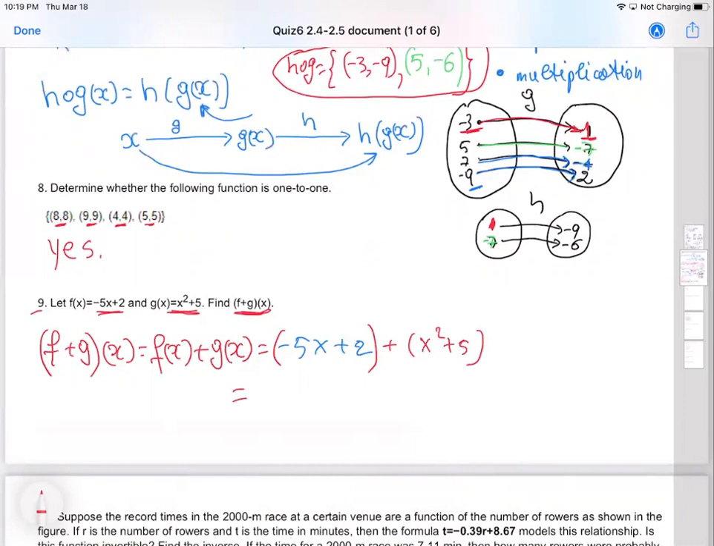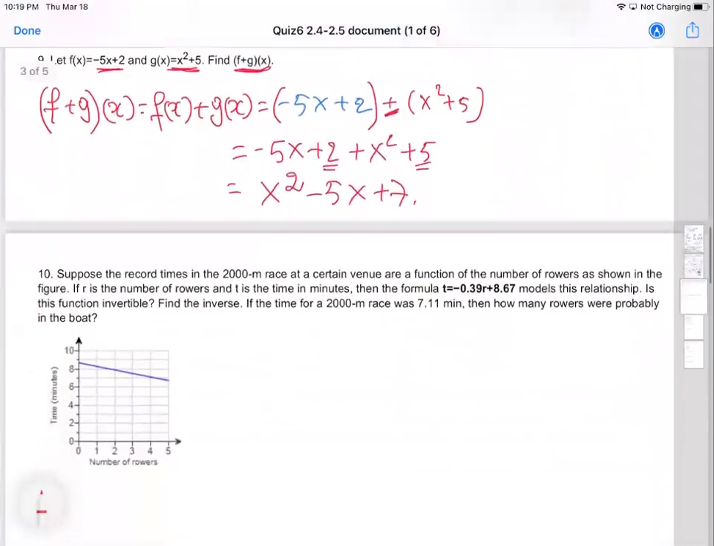Since we don't have any number multiplying the first quantity, we just get rid of the parentheses. -5x plus 2, and since we have a plus here, distribute that, plus x squared plus 5. This is a quadratic function, so write this in standard form. So x squared minus 5x, 2 plus 5 is 7, so plus 7.